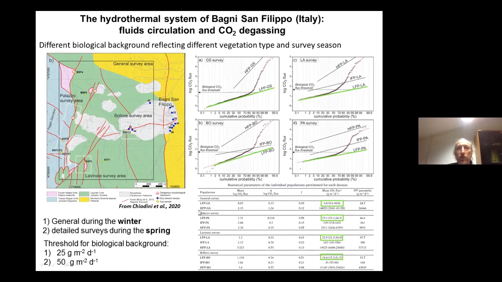But if you look at the values, for example, the background, the biological contribution in the winter survey is about 9 grams per square meter per day, while the lowest flux population during the other survey, done during springtime, when we have more vegetation and the soil is more active, has a background of 22, 23, 19 grams. So the first message is that the biological background can be quite different from one season to another. In this case, the threshold that we can define for the biological flux is something like 25 grams during the winter, and something like 50 grams during the spring and the summer.